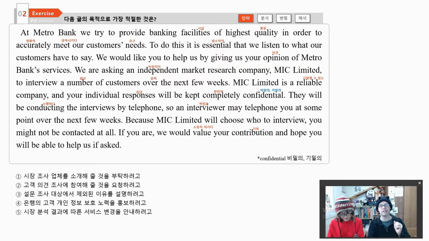So their job is to get the opinions of the market, the customers, and then tell the bank how the customers feel. So the company is asking customers to participate in a survey, right? Yes. The survey is about their opinions of the bank's services. That's right. Whether the services are good or bad, right? Yeah. So that's a bank that seems to care about its customers and about making improvements in its services. So we can find the answers.